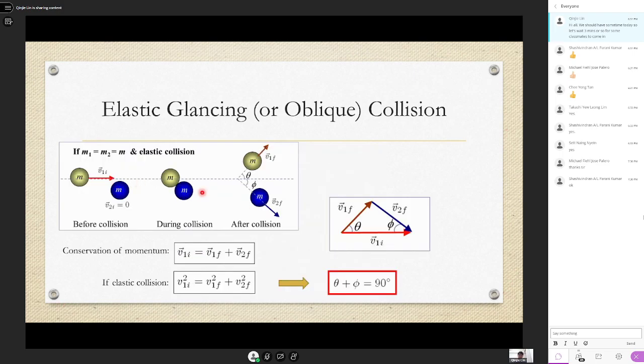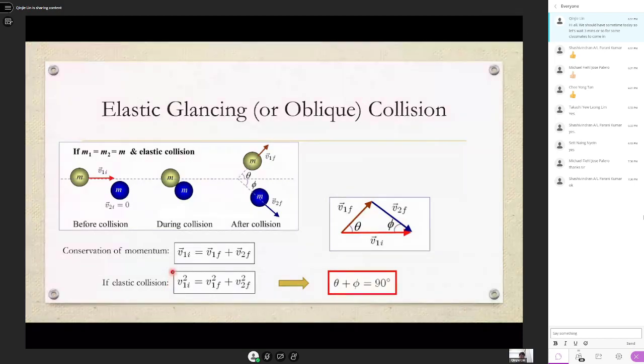In the same scenario, if M1 equals M2, that means they have the same mass. For conservation of momentum, the M1, M2 we had just now will all disappear because they cancel out, since we assume they have the same mass. In vector form, it will look like V1I equals V1F plus V2F. They are all vectors, so you can draw them out in a vector diagram.